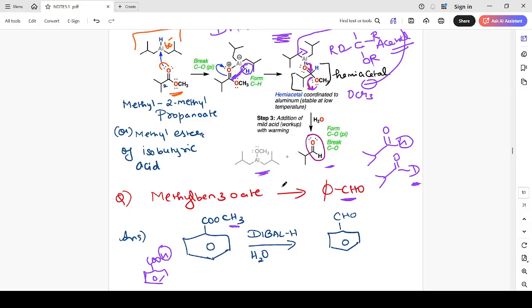So they're asking me to convert this ester into aldehyde. So what should I use? I should use DIBAL-H in the presence of water, so that it gets converted into benzaldehyde. Understood? Yes.